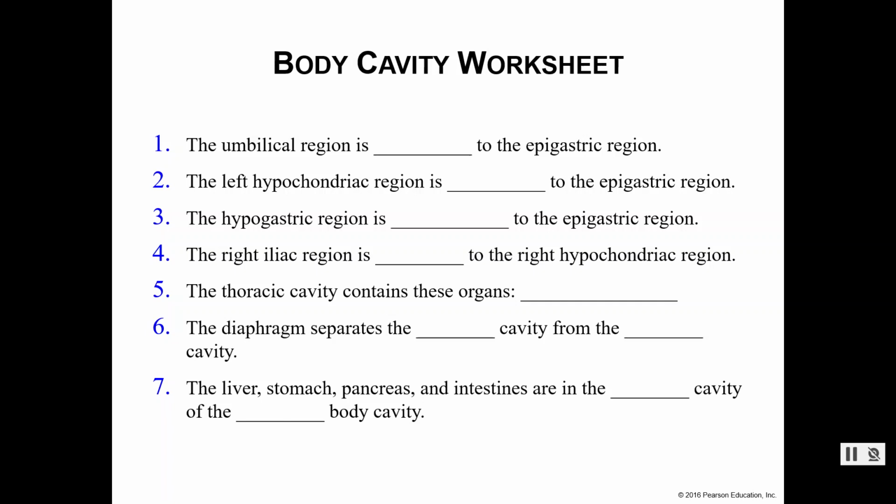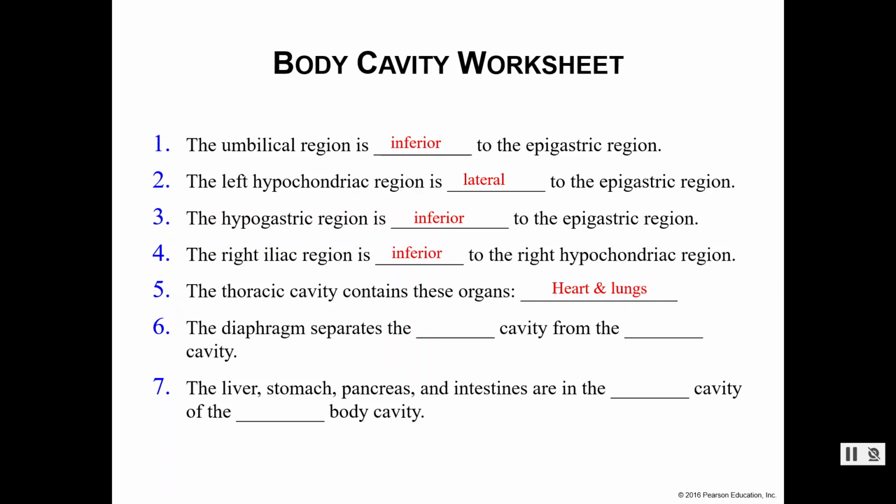Alright, here we go. Let's check our work. The umbilical region is blank to the epigastric region. Your umbilical region is inferior to your epigastric region. Left hypochondriac region is blank to the epigastric. That would be lateral. Your hypogastric region is blank to your epigastric. That would be inferior. Right iliac region is blank to the right hypochondriac. Would also be inferior.